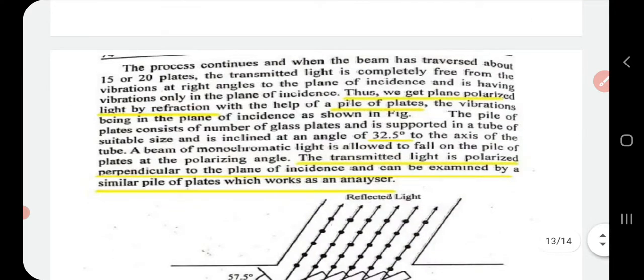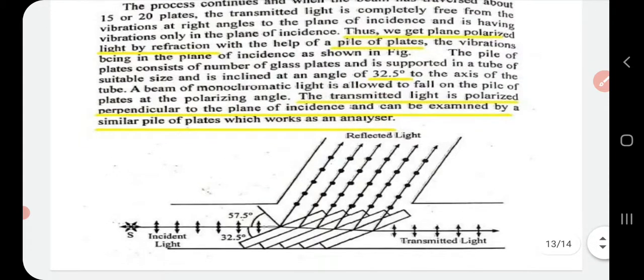Now this process continues, and if you are using 15 or 20 plates, then the transmitted light is completely free from vibrations at right angles to the plane of incidence. That is, it has vibrations only parallel to the plane of incidence. So we get plane polarized light by refraction with the help of a pile of plates. The arrangement is shown in this figure.